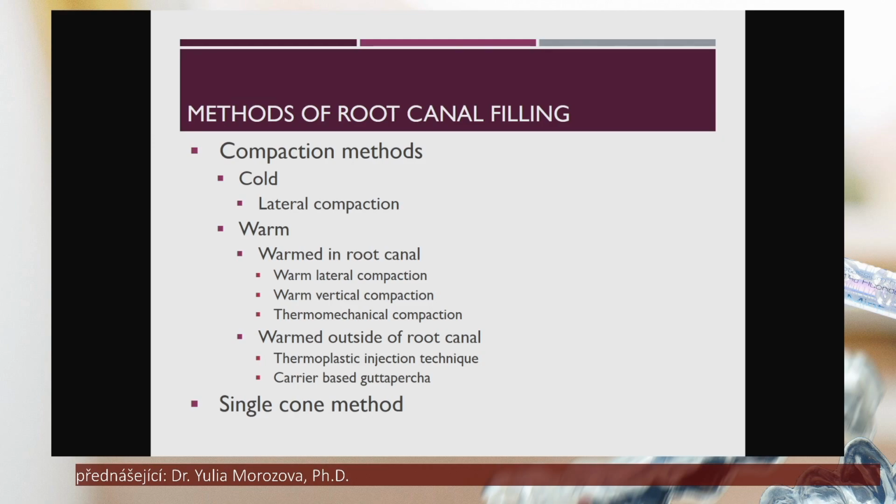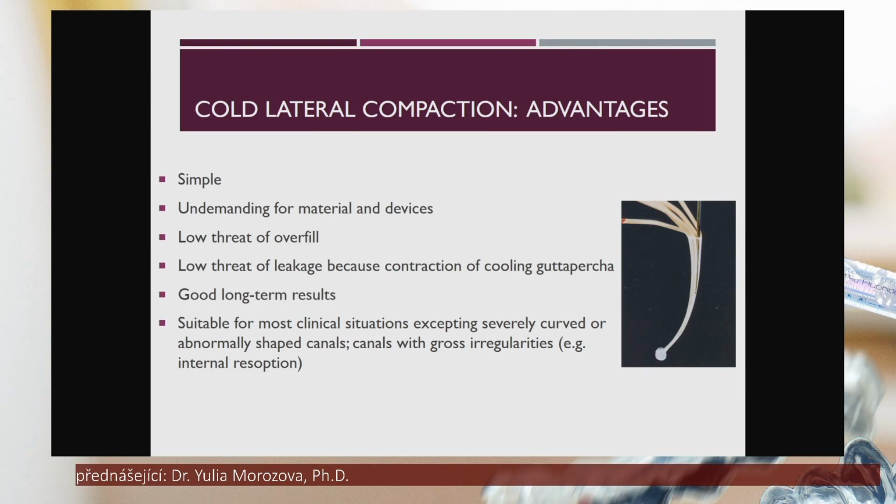With respect to warm compaction methods, we can use methods with warm gutta-percha that lead to the warming of gutta-percha in the root canal, like warm lateral compaction, warm vertical compaction, or thermomechanical compaction. And also we can use the warming of gutta-percha outside the root canal, like thermoplastic injection technique and carrier-based gutta-percha. And finally, we can also use some single cone method, but I'll say in which cases, and now let's discuss these techniques in some detail.